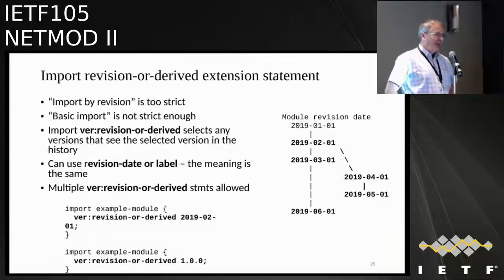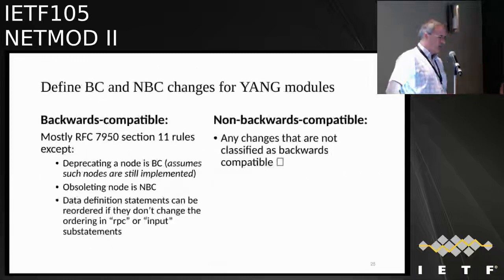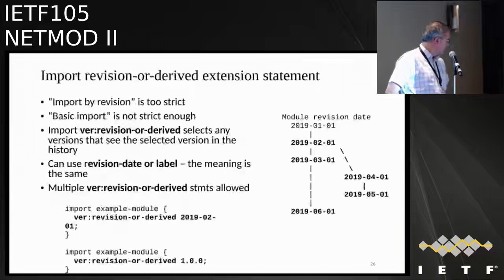Revision or derived can be based both on the revision label, and it can also be based on revision date. Next one. Chance as a contributor? Yes. So on that previous statement, or derived, would it stop at a module revision that has NBC changes? No. Should it? No, because most of the time the NBC changes don't impact the import.